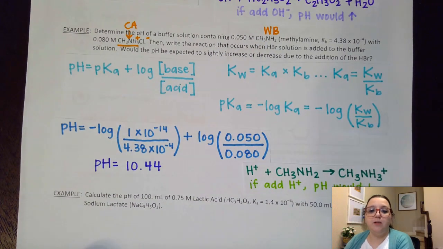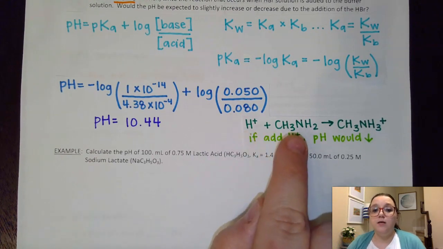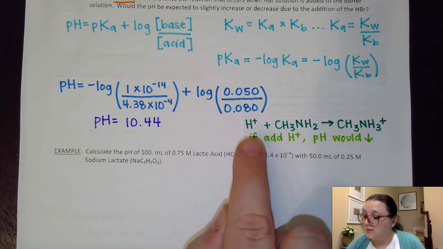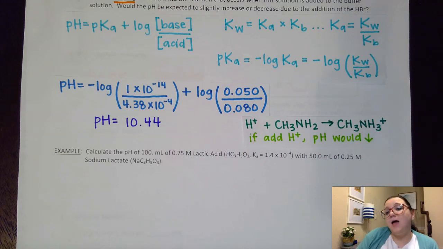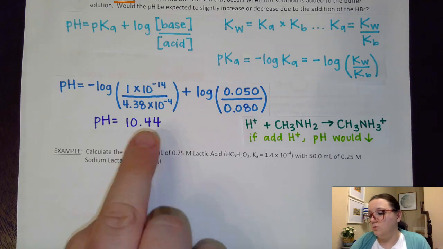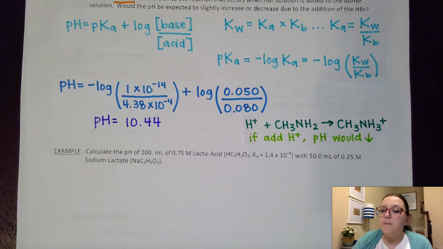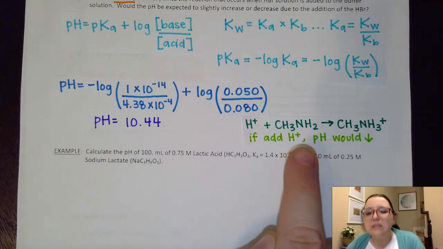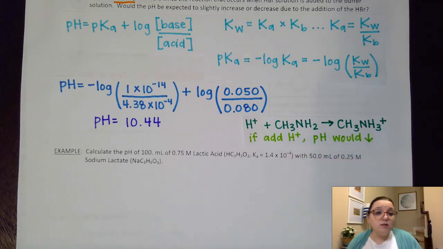So here's what would take place. Our hydrogen would interact with our weak base, and when it does so, it would combine with it in order to give CH3NH3+. Now, if I'm adding that acid in, the pH should remain close to 10.44. Again, this is a buffer solution, but it is going to get slightly more acidic, so the pH would decrease a little bit. Not as much as you would have necessarily expected it to, but it does still decrease some.